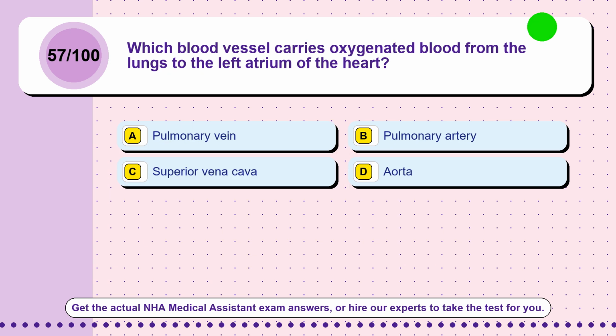Question 57. What is the definition of fomite in an infection control context? Option A, an insect that transmits a virus.